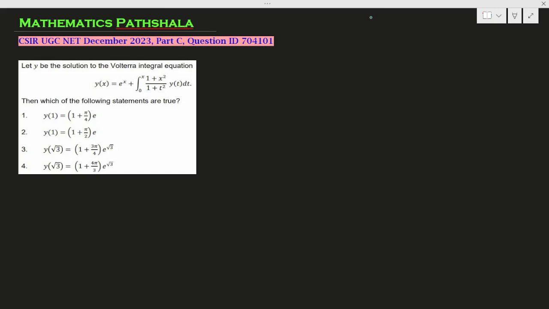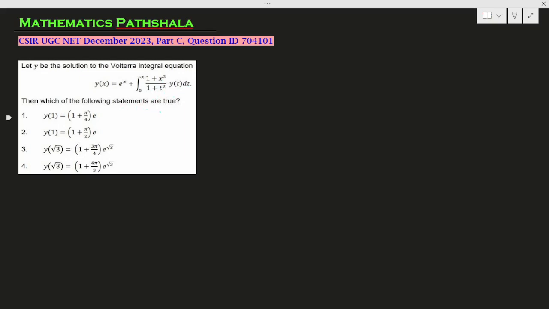In this video, we will solve a problem of integral equation which is taken from CSIR UGC December 2023. The problem is from Part C. Question ID is 704101. Let y be the solution to the Volterra integral equation y(x) = e^x + integral over 0 to x of (1 + x^2)/(1 + t^2) y(t) dt. Then which of the following statements are true?